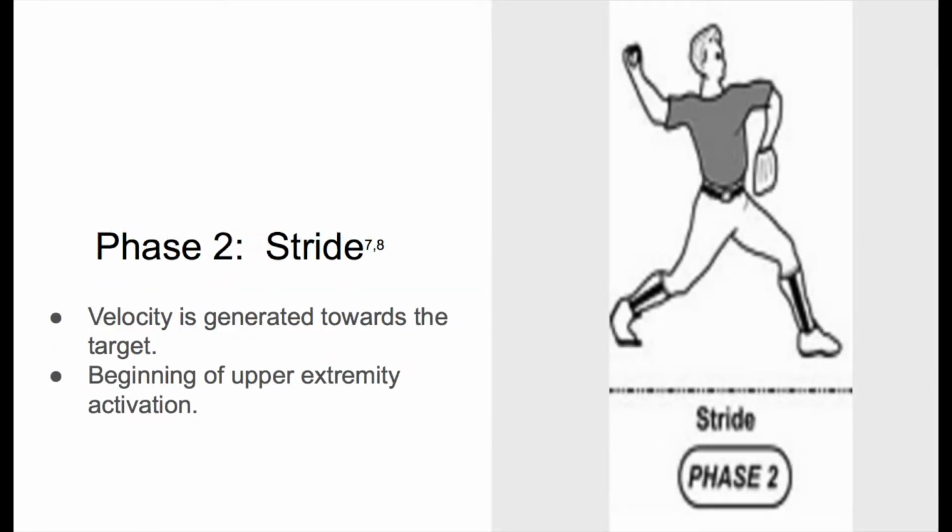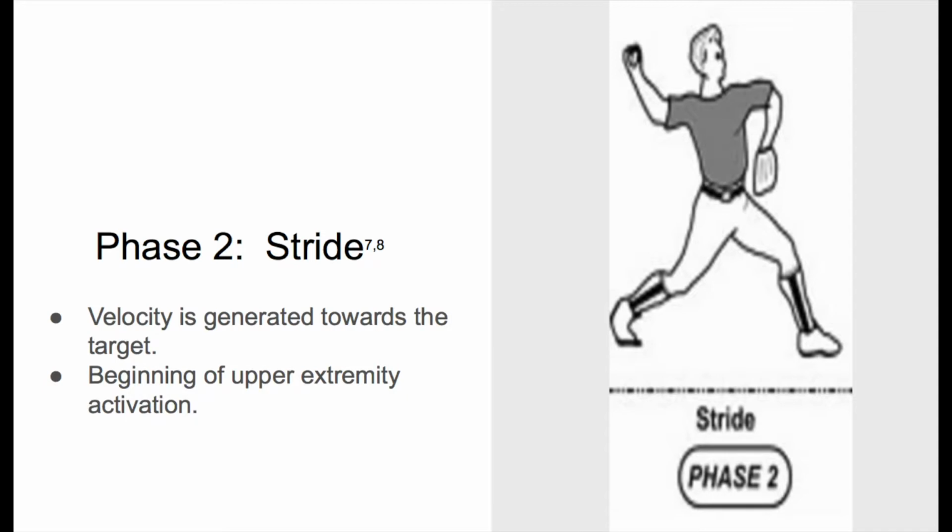The second phase is known as the stride phase. It starts with the athlete in a one-legged stance, and force is generated towards the target. The front or the stride leg extends towards the target. External rotation of the shoulder, as well as protraction of the scapula, begins in this phase. Hip internal and external rotation become pivotal during this phase.